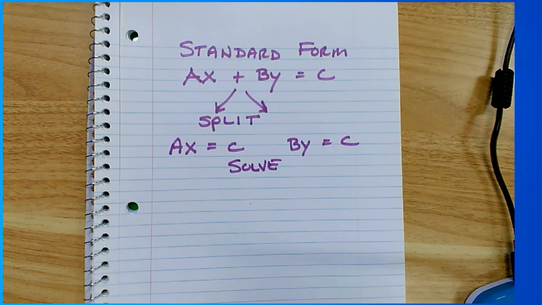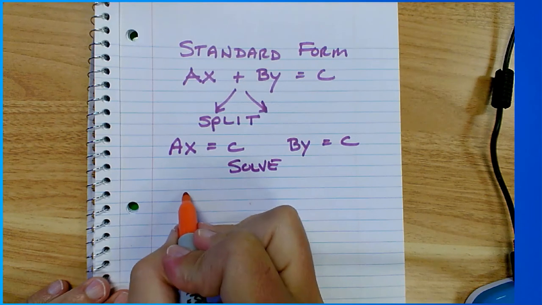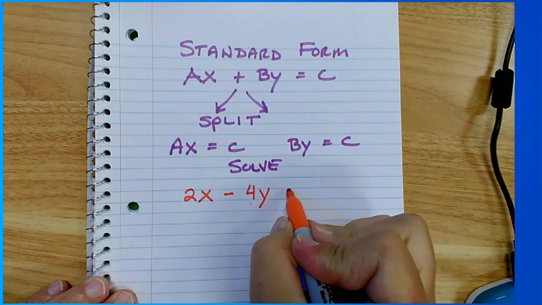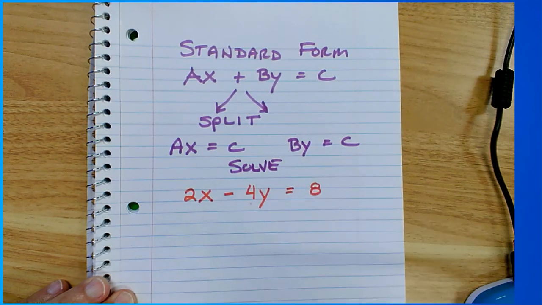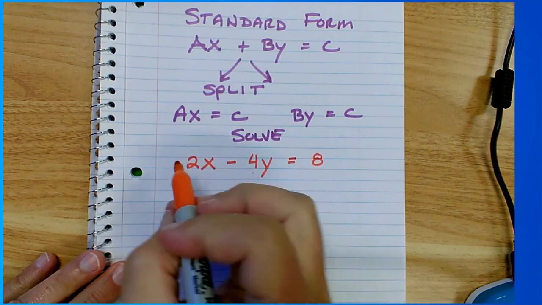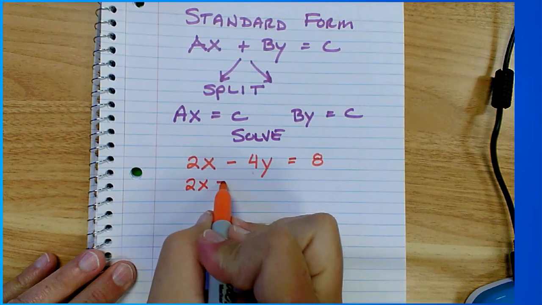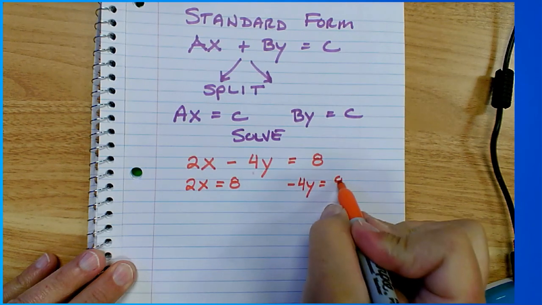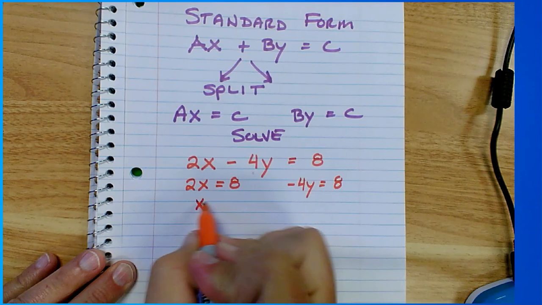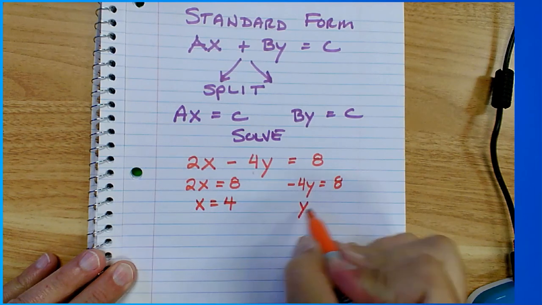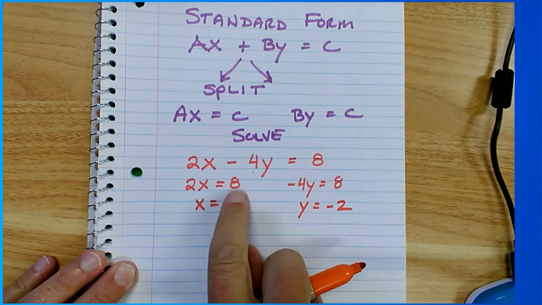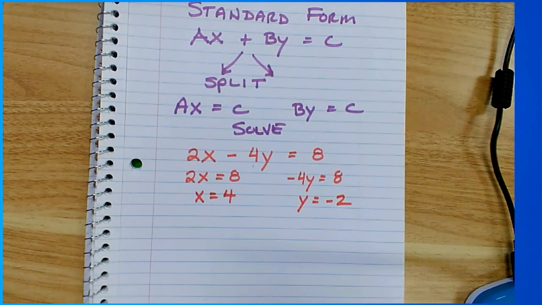So here it is with some numbers on it. So if I had 2x minus 4y equals 8, I'd split it into the x equation. So 2x equals 8. Negative 4y equals 8. And then I solve it. So x equals 4, y equals negative 2. How did I get that? 8 divided by negative 4, 8 divided by 2. Okay. And now that we have those, we're going to graph it.